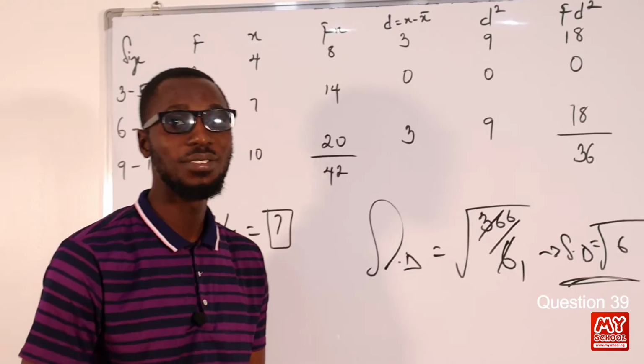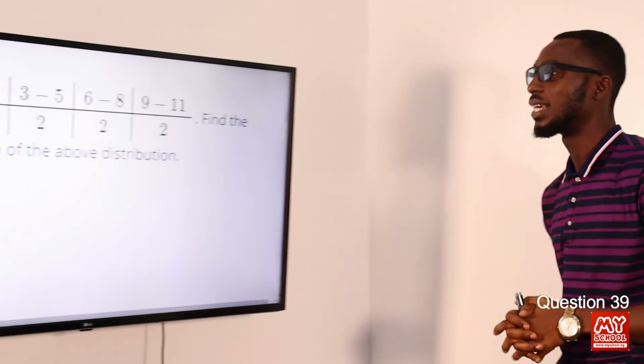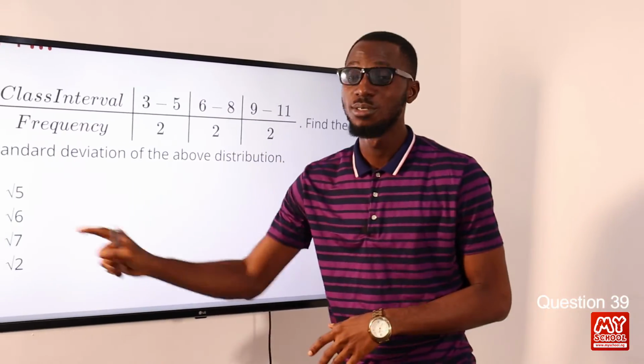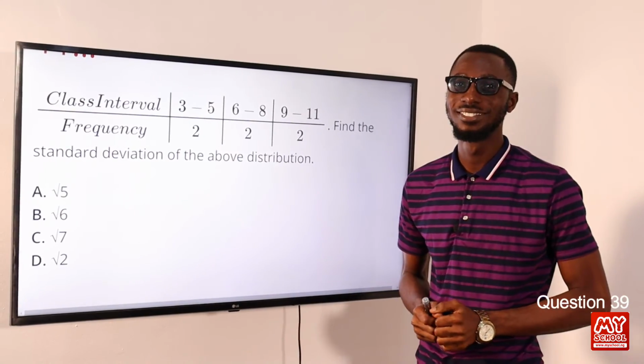Let's see if we have root 6 given to us in the options provided. We can find that in option B. So option B is the correct option.